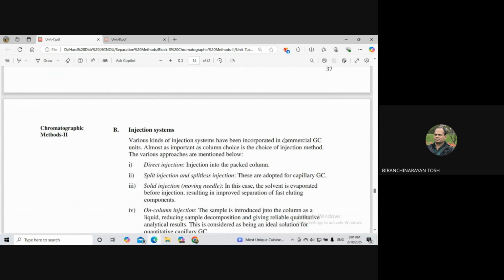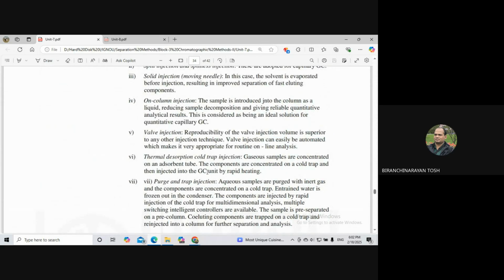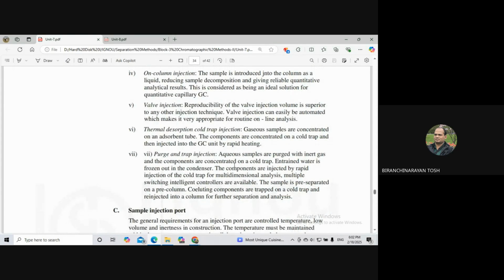The injection system: various kinds of injection systems have been incorporated. So that is direct injection, split injection, and splitless injection, solid injection or moving needle, on-column injection, valve injection, thermal desorption, cold trap injection, purge and trap injection. So these are the injection systems.